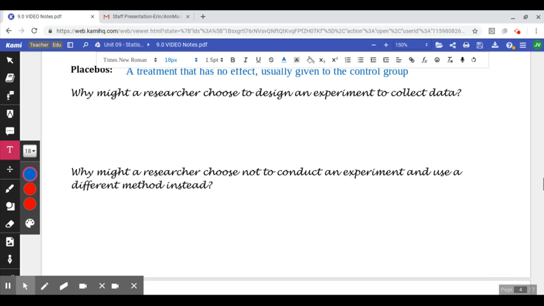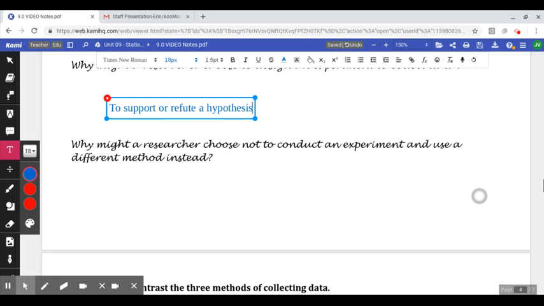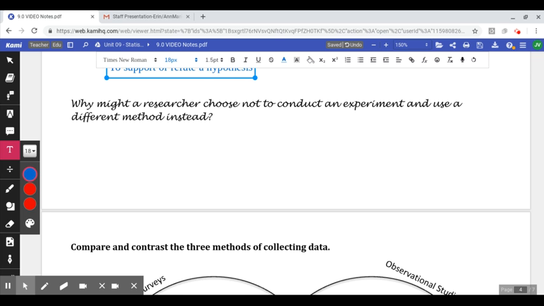So why would you choose to design an experiment to collect data? Well, you'd want to do that to support or refute a hypothesis. And this gives you actually quite a bit of control as the researcher when you're doing these types of things. So you can actually design an experiment to figure out if you were right or wrong, or if somebody else maybe is, and we can build our scientific knowledge on that.